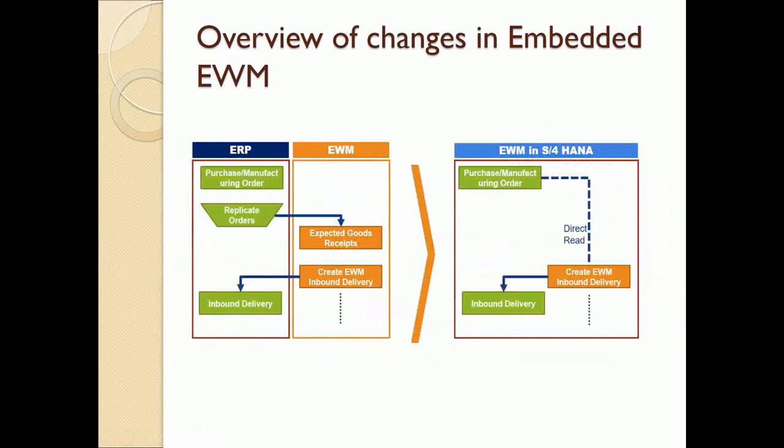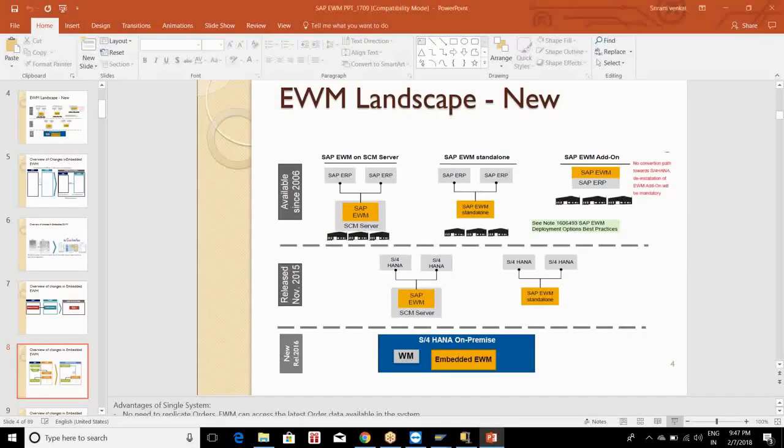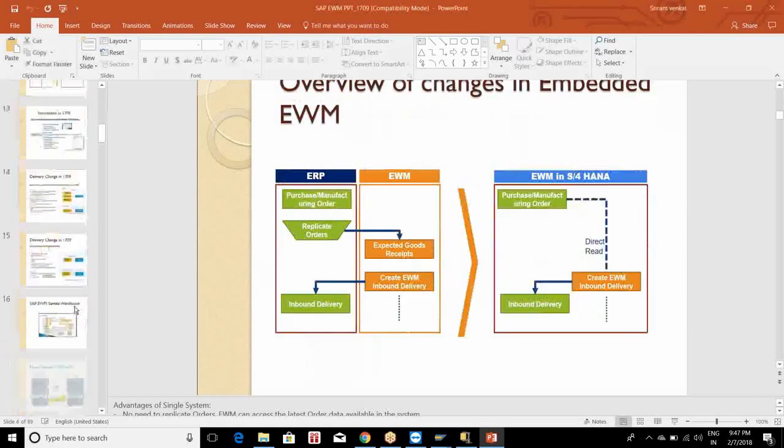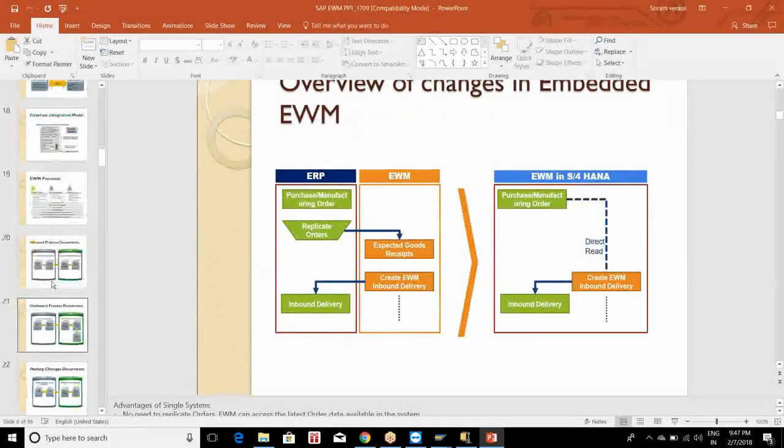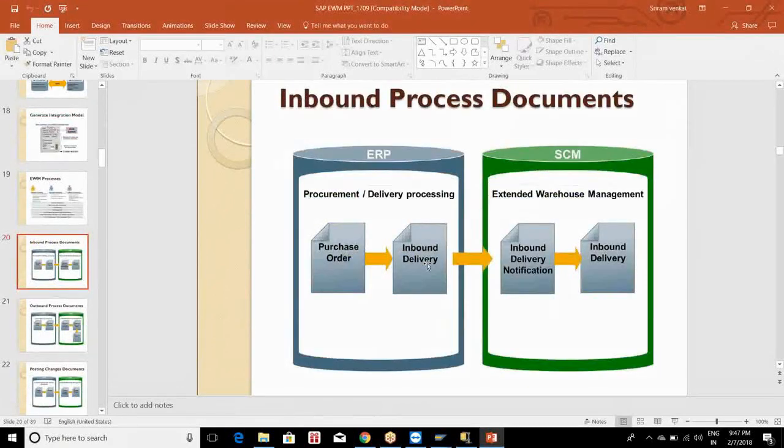Yes, Sridhar. Now, the overview of the changes: whatever we had earlier has now been embedded in a single instance. We used to have the standard flow from ERP to EWM. I'm talking about the delivery integration changes here. We used to have a purchase order followed by an inbound delivery notification, followed by an inbound delivery. This is the standard flow we used to have in the earlier versions till 9.3.